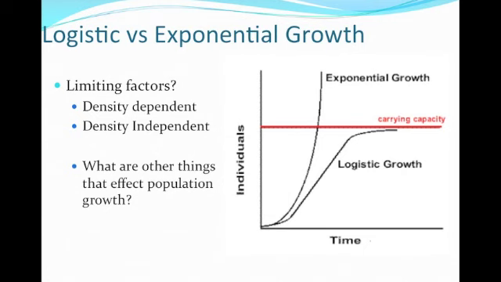But density dependent is usually dealing with the limiting resources. So if there's not enough food in the area, because it depends on the density of that area, that stops the growth of that population.